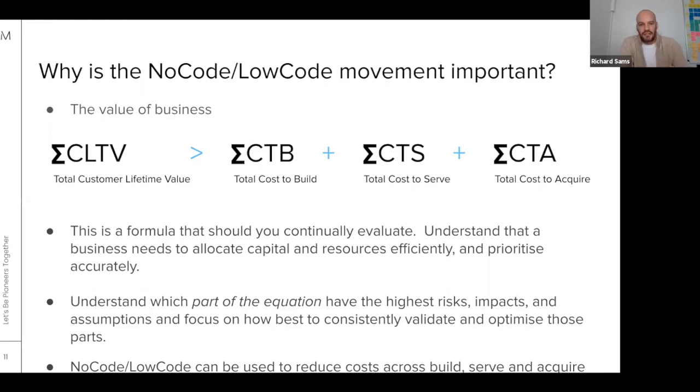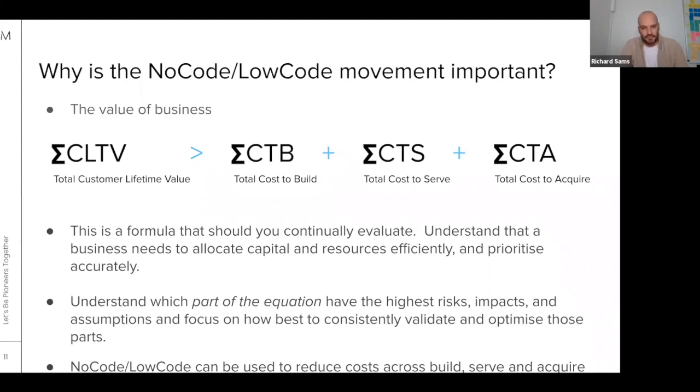And the idea is that you're going to generate a revenue or a value from your customer. So you've got to be able to build for that customer, so they've got that application to use. You've got to be able to serve that customer, so hosting, and you've got to be able to acquire that customer through marketing means. And no code and low code solutions can be used across all of that formula to help you reduce that cost, that speed, that agility across those 3 different parts of that formula.